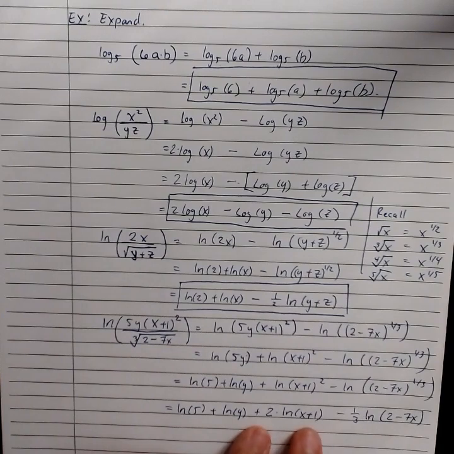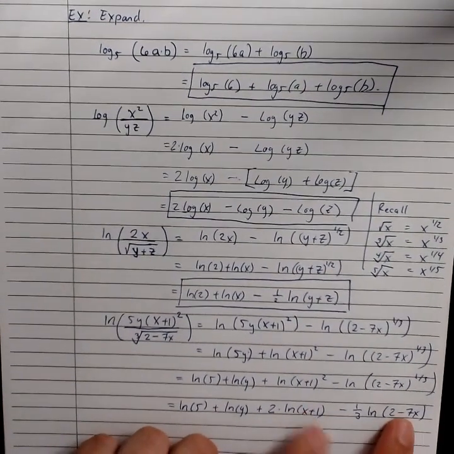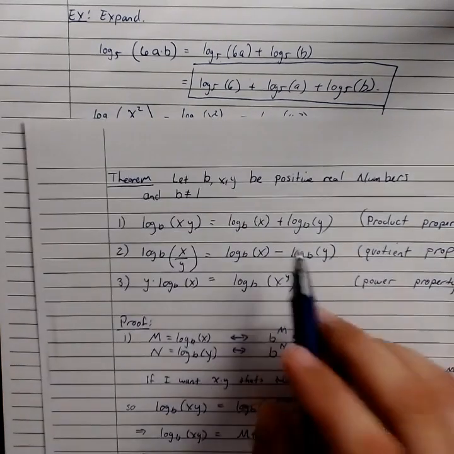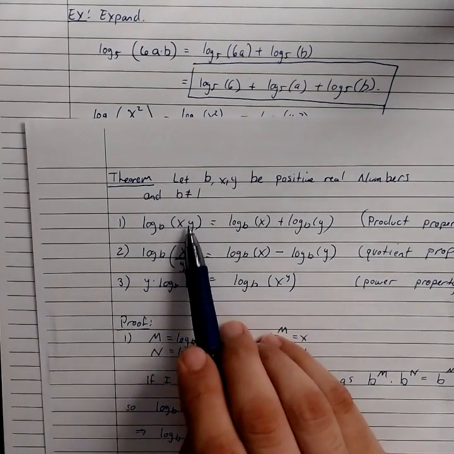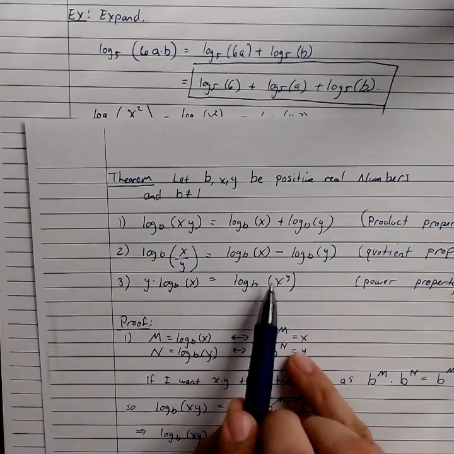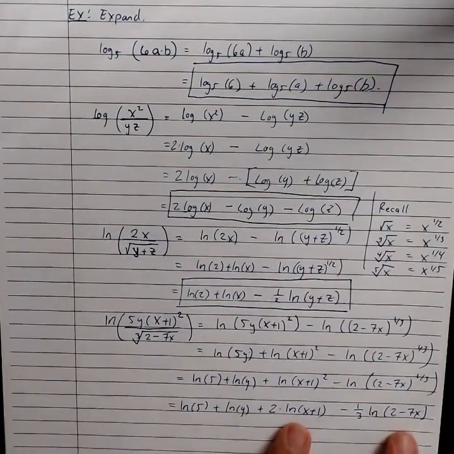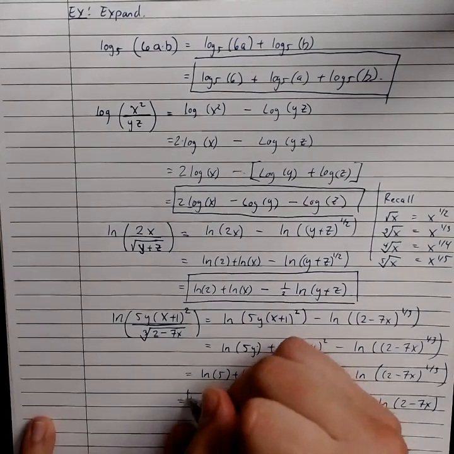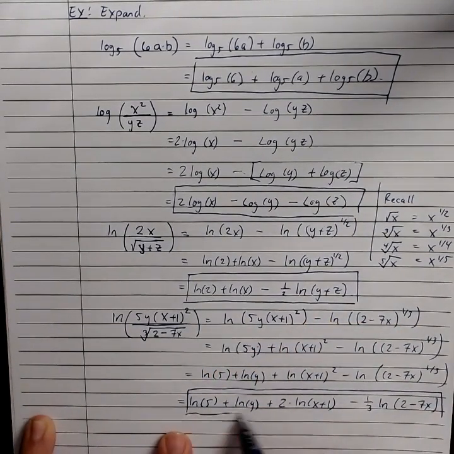Once again, I'd love to separate this and this, but I don't have any properties that let me separate if I have a plus or a minus inside the argument. I can handle a plus or a minus on the outside of the argument. I can handle times, divide, or powers inside the argument, but I don't have anything that lets me handle pluses or minuses inside the argument. So that's about as far as we can go. That's as expanded as we're going to be able to get this. So this is our result.